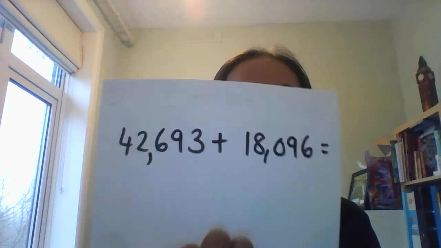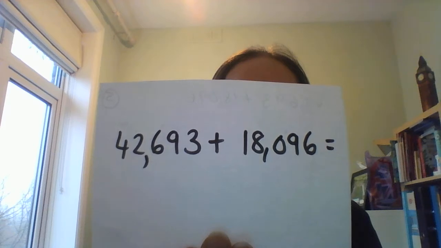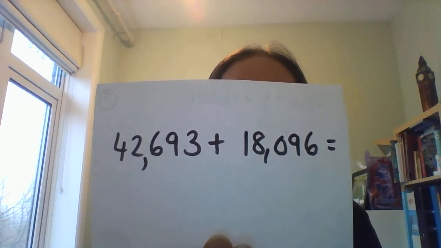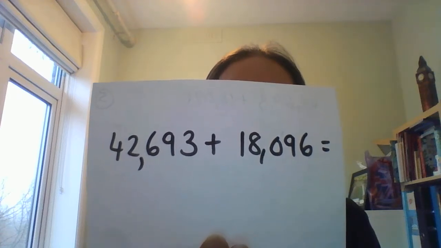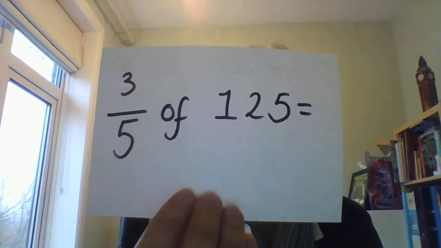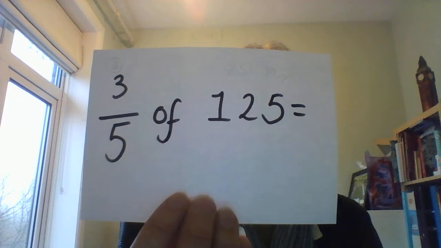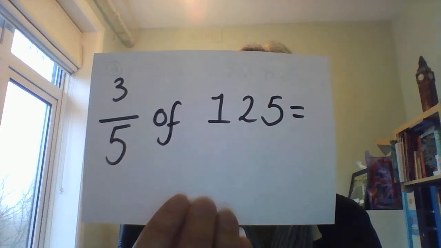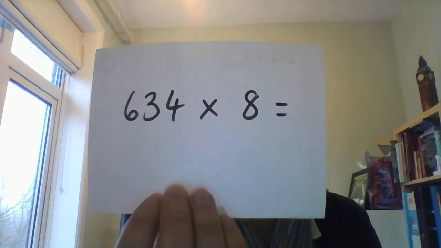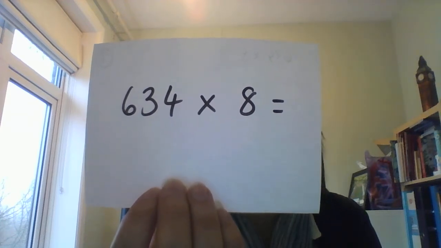Number 5. 42,693 add 18,096. Number 6. 3/5 of 125. Number 7. 634 multiplied by 8.